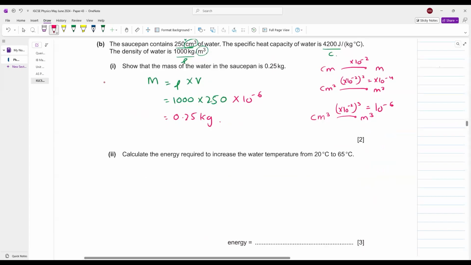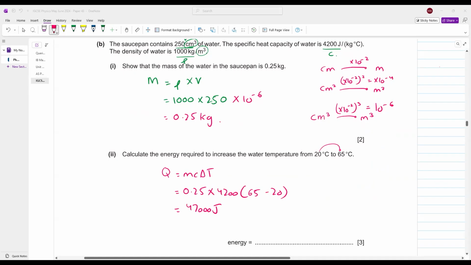Simple. Now you have to calculate the energy required to increase the temperature from 20 to 65. How will you do that? Q is equal to mc delta T. मास की वैल्यू क्या है? 0.25. स्पेसिफिक हीट कैपेसिटी की वैल्यू क्या है? 4200. What is your final temperature? 65. इनिशियल टेम्परेचर क्या है? 20. Can you calculate energy भाई? Yes, easy. 0.25 into 4200 into 65 minus 20. What does your answer come out to be? 47,000 joules. This is your answer of thermal energy. Simple as that. Nothing complicated here.